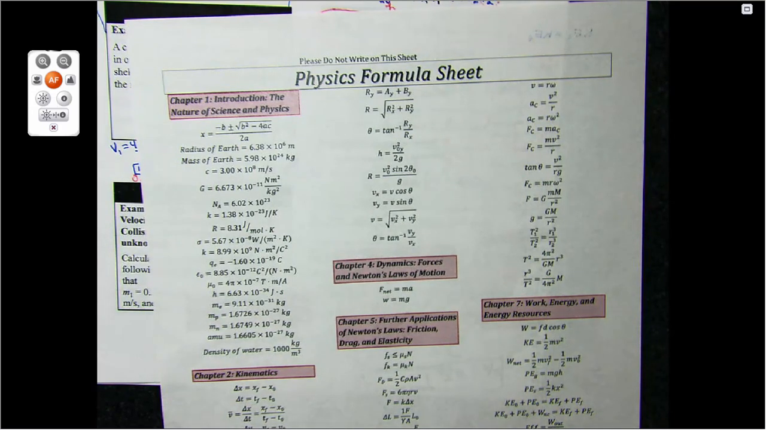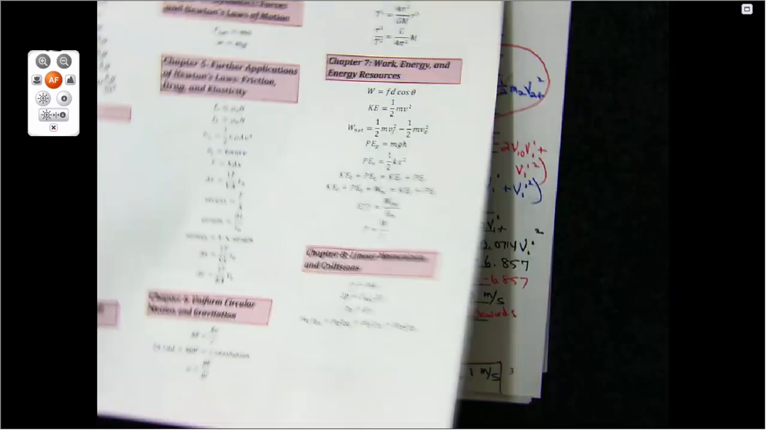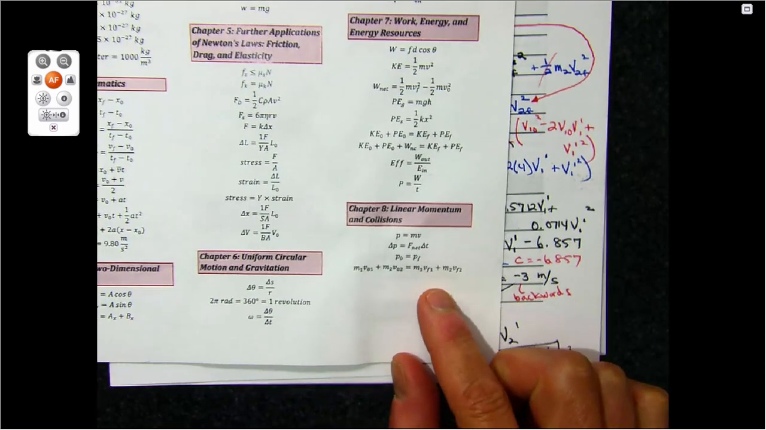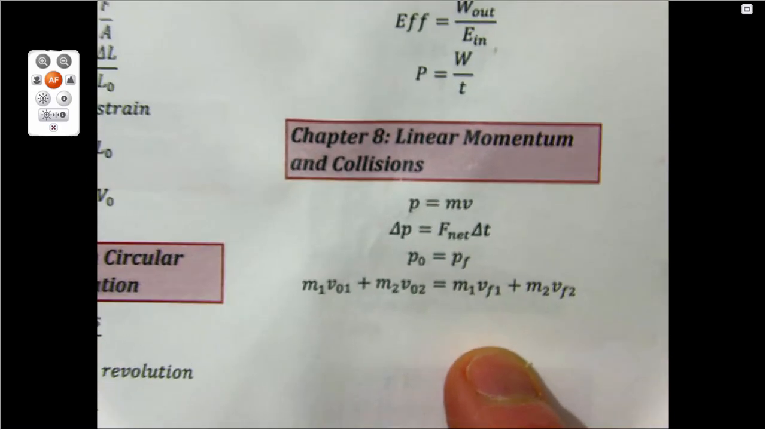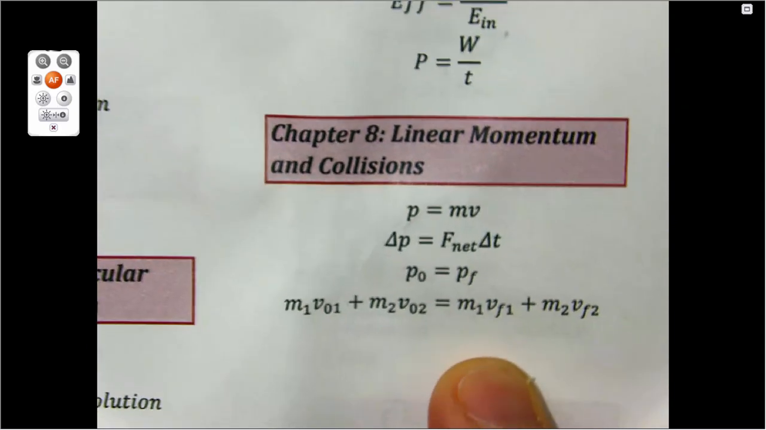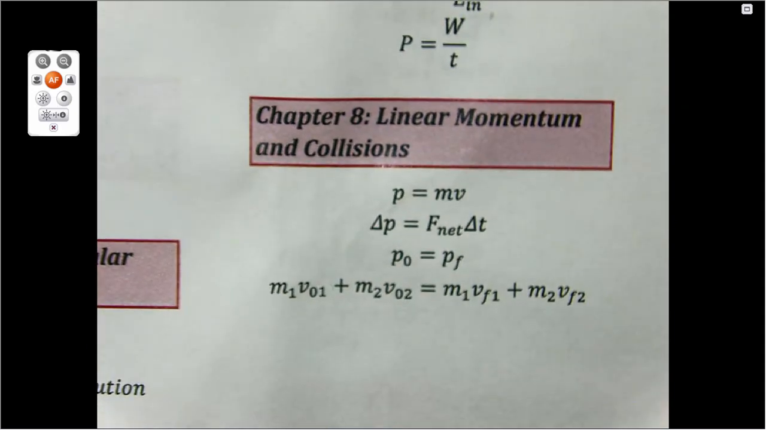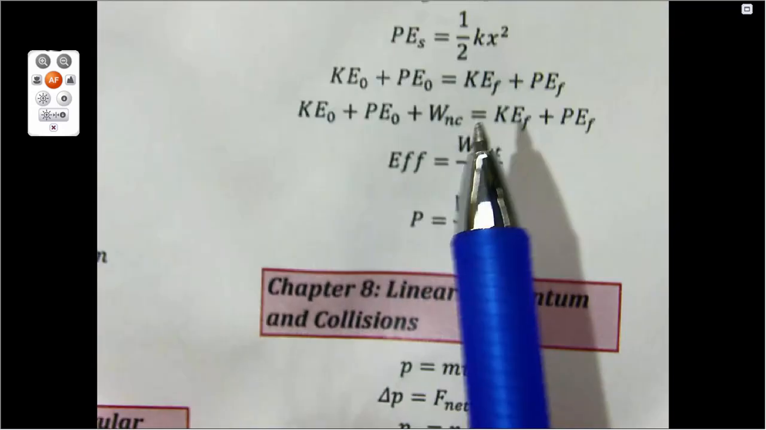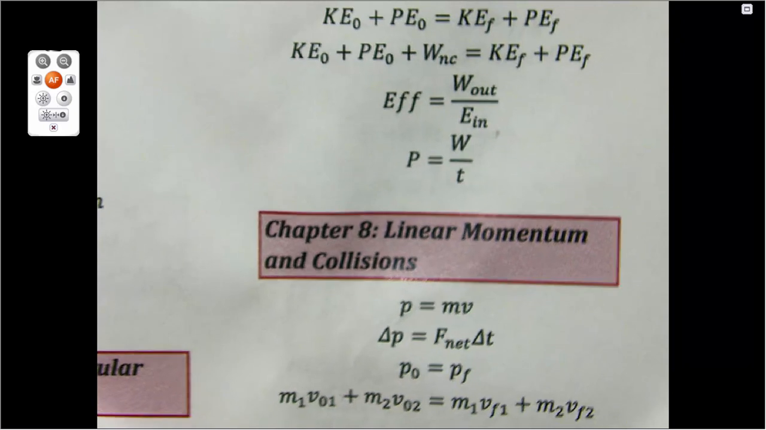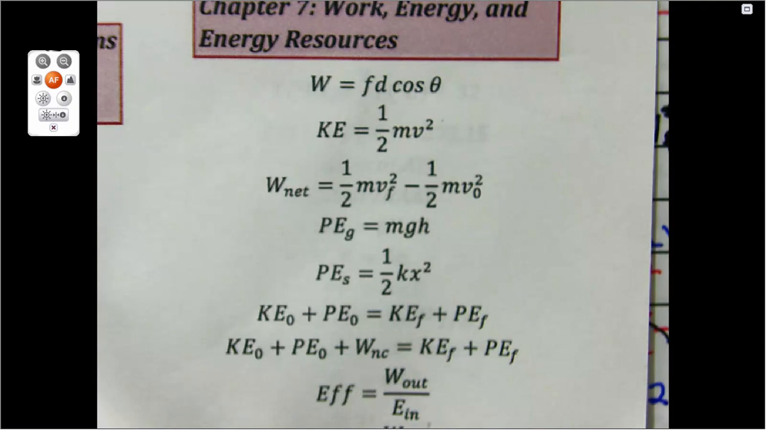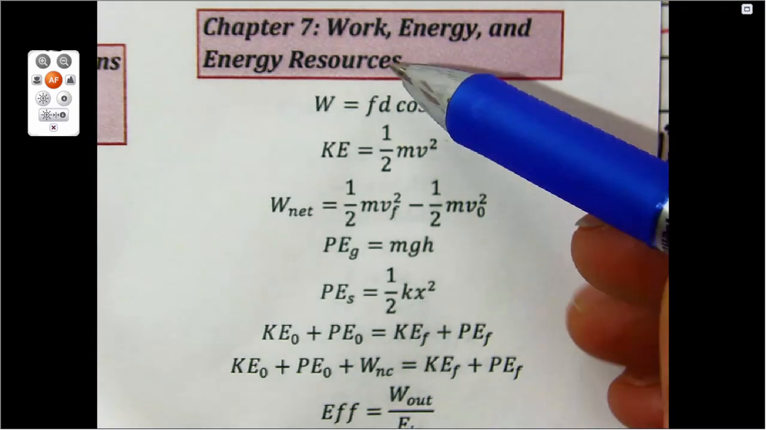So on this formula sheet, we'll go down here. Where's WNC? On the next page? I don't know. Okay. So, here's our chapter 7 work.